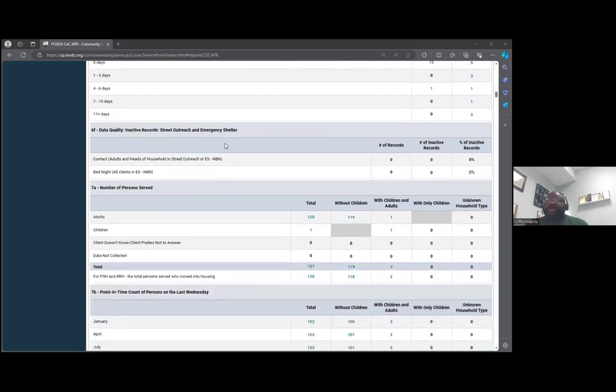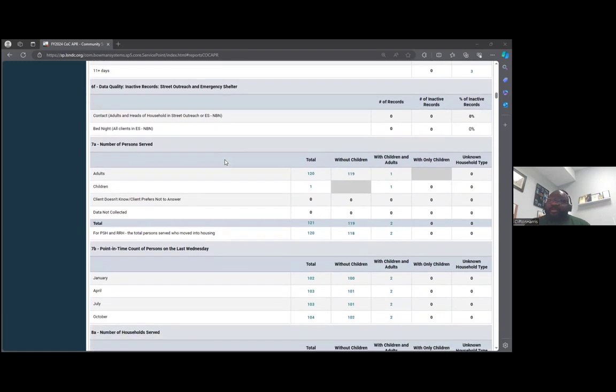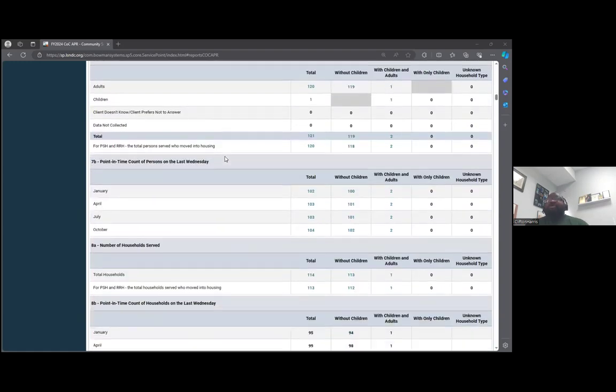6F is for street outreach and emergency shelter. And this training was for PSH only, so we'll pass that up for right now and go to question 7A.